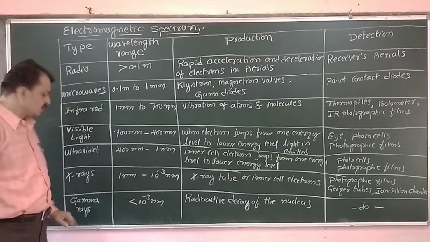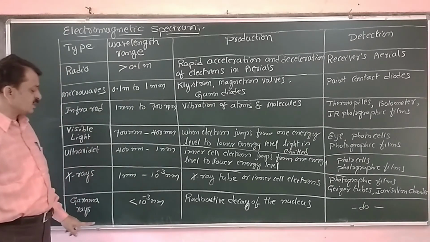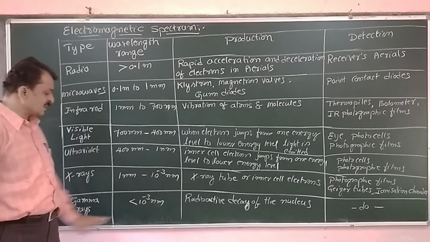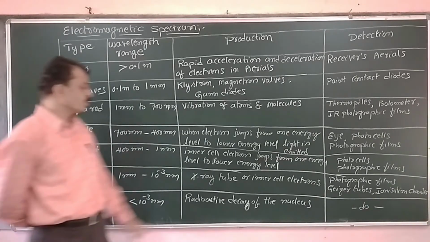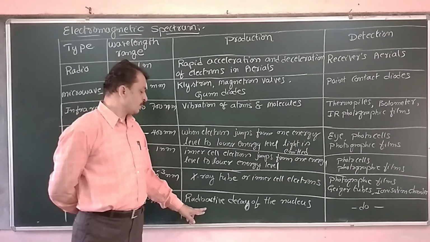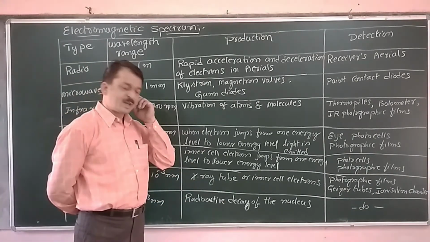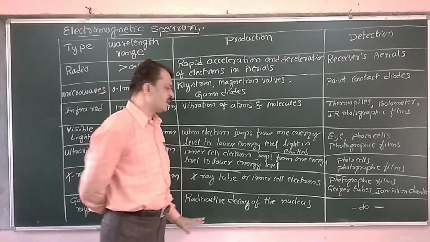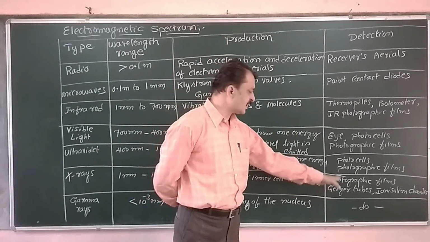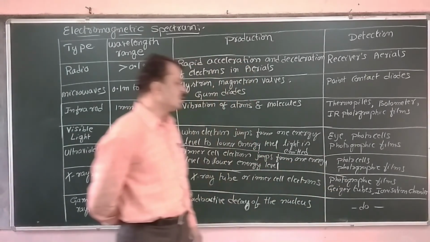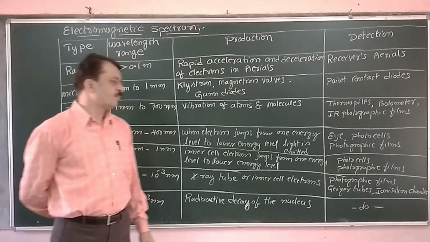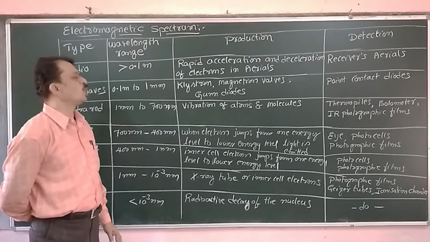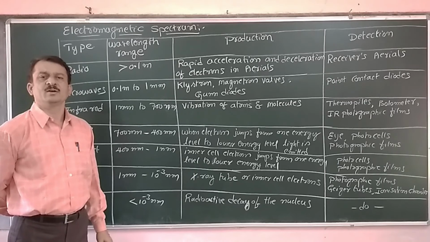And the last one is gamma rays. They have a wavelength range lesser than 10 to the power of minus 3 nanometer. How are they produced? They are produced in the radioactive decay process of the nucleus, in nuclear reactions. How are they detected? In the same fashion as X-rays, that is, photographic film, Geiger tube, or ionization chamber. Now that completes this very small chapter, electromagnetic waves.